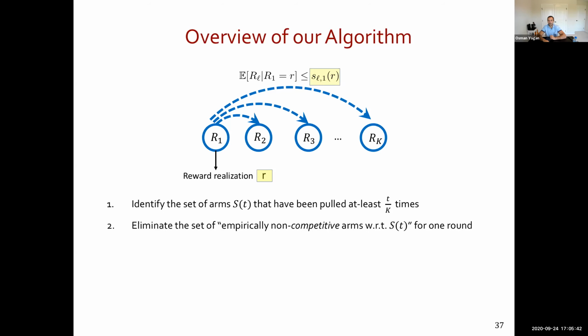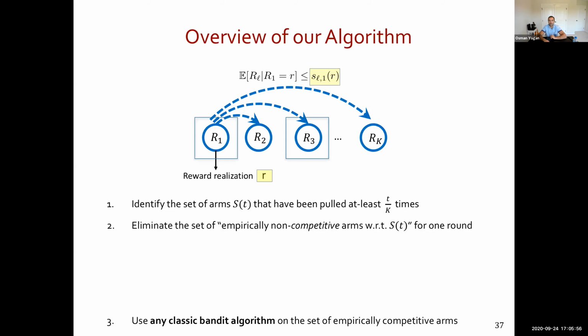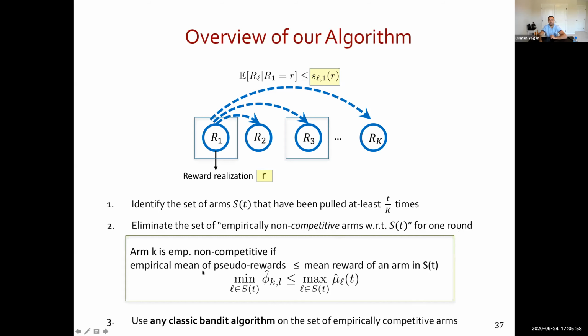And the second step is about saying, let's eliminate some of the arms that we can perhaps guess are suboptimal. And again, this elimination is for one round. It's not an elimination for good. And this time we are doing it using this criterion. It basically says that an arm is empirically non-competitive at a given stage if its empirical mean pseudo reward is less than the mean reward of one of the arms in the set.